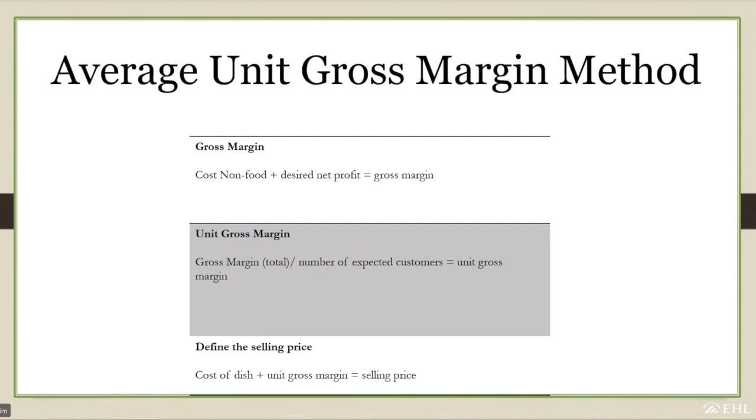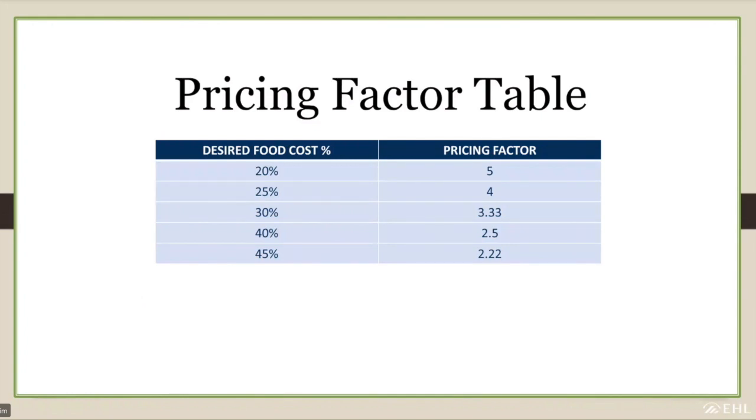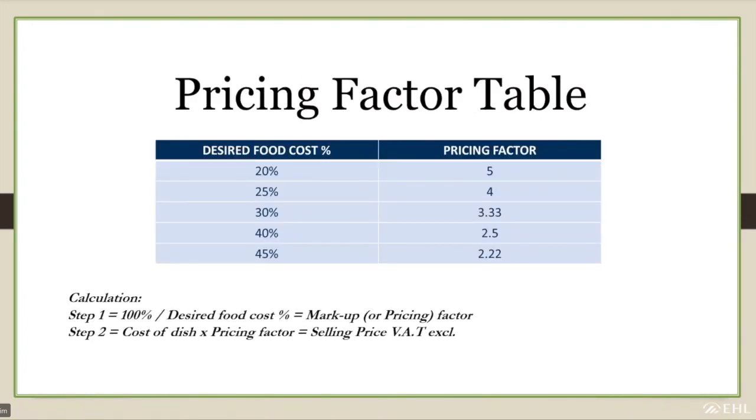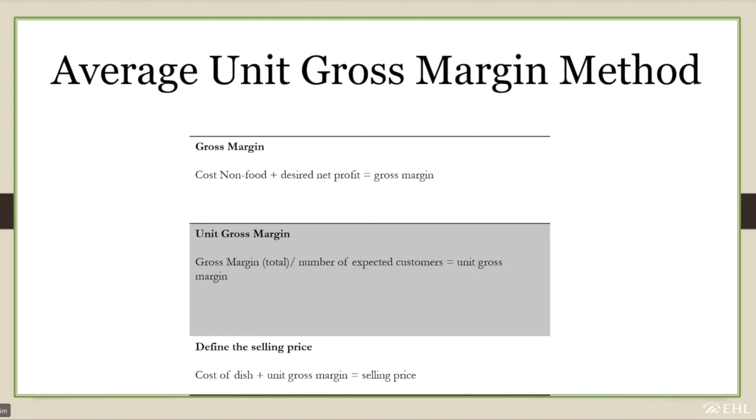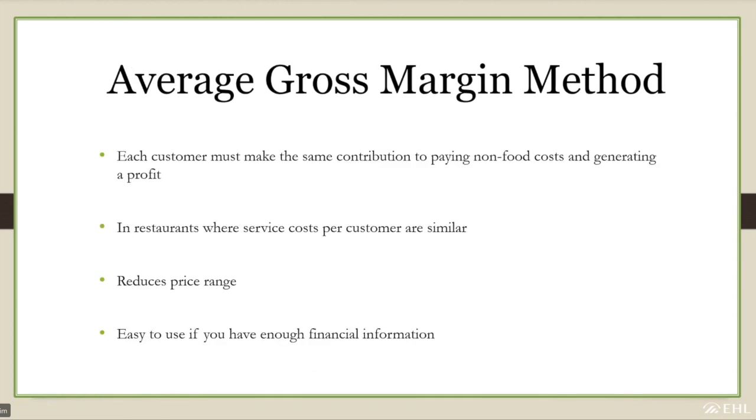Perfect. So the average unit gross margin method is: cost of non-food plus desired net profit equals the gross margin. And then the unit gross margin is the total gross margin divided by the number of expected customers. So that's what you do per unit, the gross margin, and the defined selling price is the cost of the dish plus the unit gross margin. So this is a different method of pricing, which is either the markup here, which is with the pricing factors, or the average unit gross margin method. This is a bit more complicated to calculate, but can also be a way.